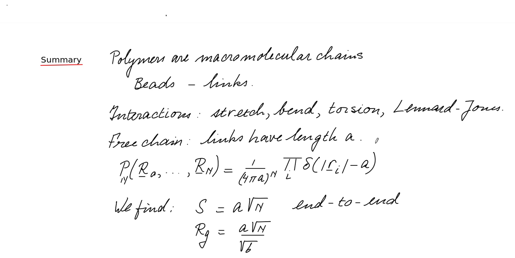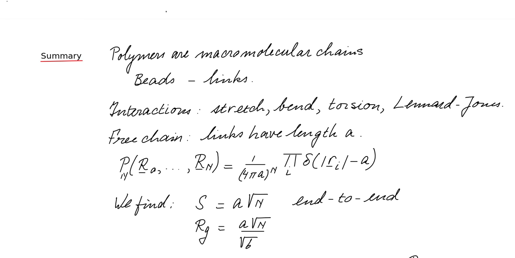Now, all these interactions obviously are quite complicated, and we have studied a very strongly simplified model, which is the free chain, where we neglect all the interactions except for the stretch, and we make that infinitely strong. Which means that the length of the links is fixed, so all the links have a length of A, which cannot be changed. Then we can immediately write down the probability distribution for such a chain. R0 to Rn are the positions of the beads, the lowercase r_i are the vectors associated with the links, and this delta function tells us that the length of the links should always be A. So that's the strong stretch interaction.